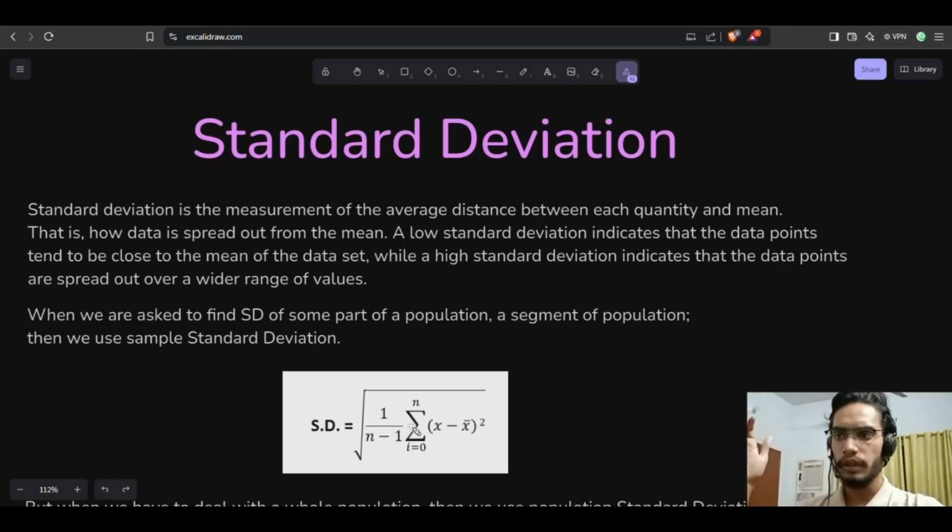Now in this, we have x, which is the individual value. This is x bar, which is the mean of the whole segment of the population. And we just square the difference, take the square, and divide it by the total number of terms minus 1. And in the end, we take the square root of this. Right? So this is the basic formula for the standard deviation if we have to calculate it for a specific part of the data.